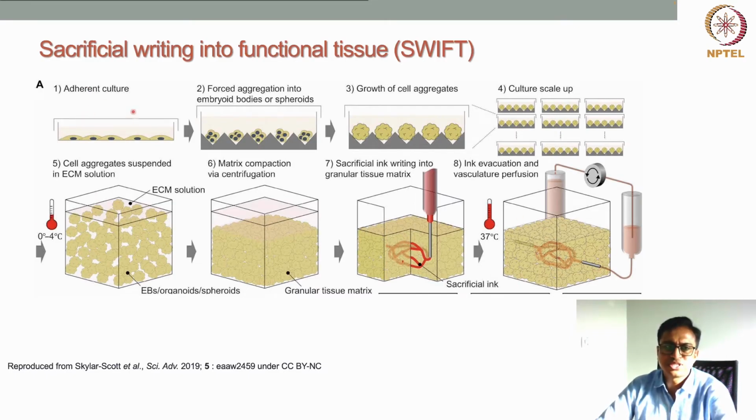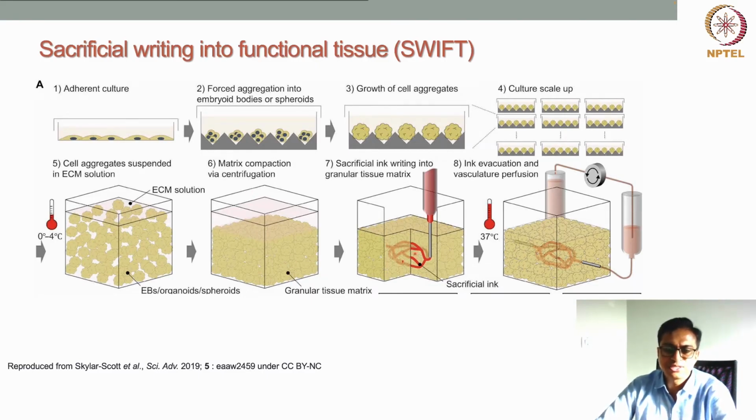The first process is the adherent culture of iPSCs. Then they are forced to aggregate using standard tissue culture plates, where embryonic bodies or spheroids will form. These spheroids will grow further, and the culture can be scaled up, and then the cell aggregate is suspended in the Matrigel solution at low temperature. By centrifugation the matrix is compacted and the supernatant is discarded.